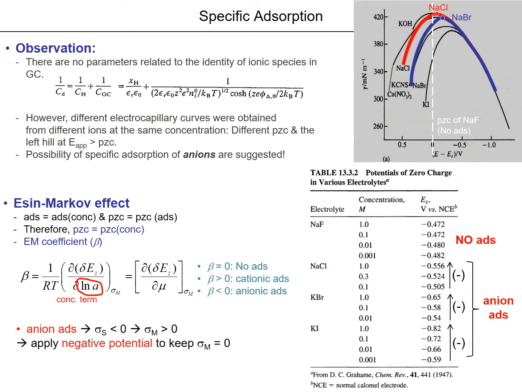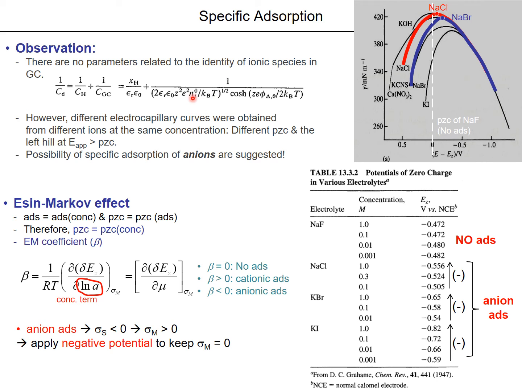Still, we are on the Grahame model about specific adsorption. So how did he propose this kind of specific adsorption to the model of electric double layer? Let me start with the Gouy-Chapman model. Around 0, even in the Stern model, your capacitance or surface tension behavior follows the Gouy-Chapman model. Then let me think about the Gouy-Chapman around the PZC. Gouy-Chapman model doesn't have any parameters related to the identity of ionic species.